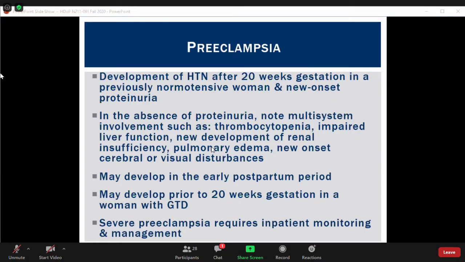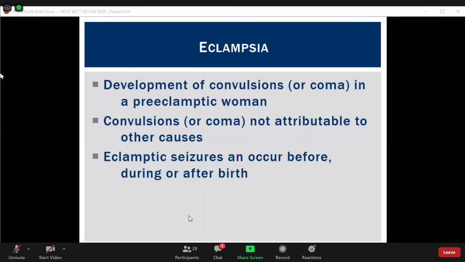I'll talk about mild versus severe preeclampsia, but keep in mind any patient with severe preeclampsia has to be admitted. As soon as you see severe, you should be thinking this patient is admitted and has to be closely monitored. No patient with severe preeclampsia is being maintained in the community. It's just too risky.